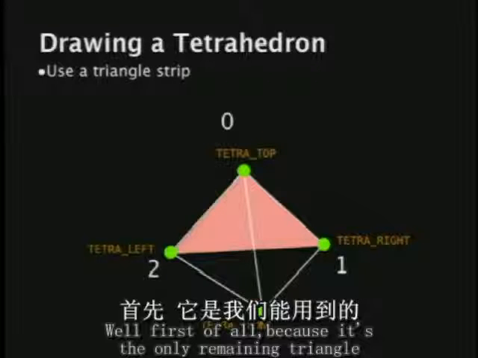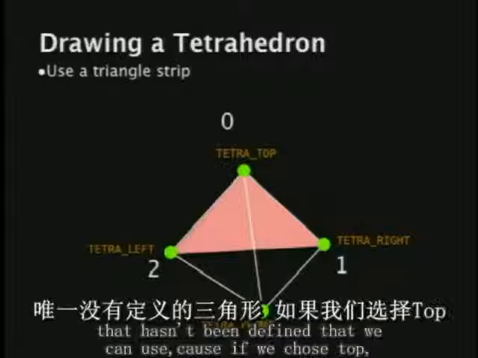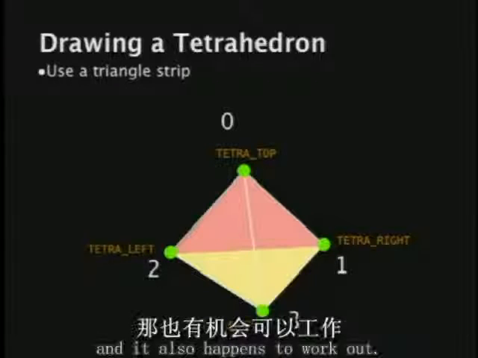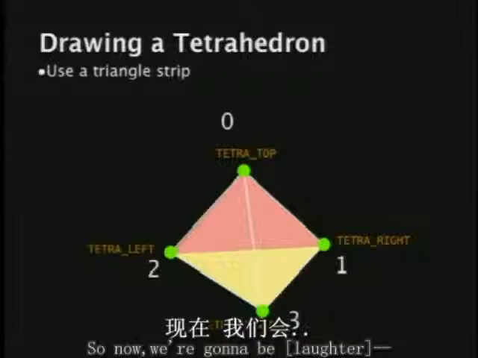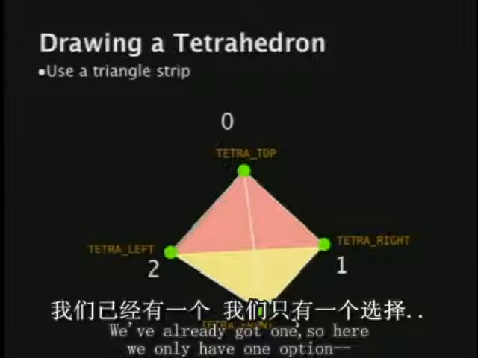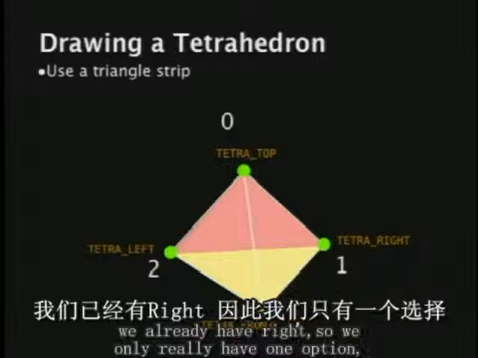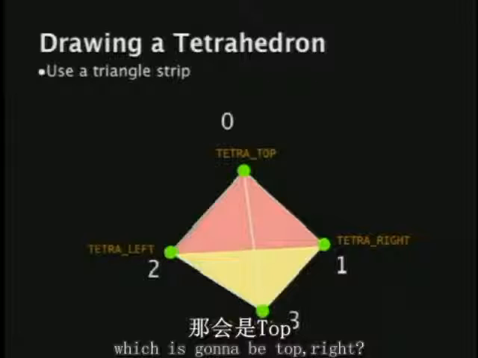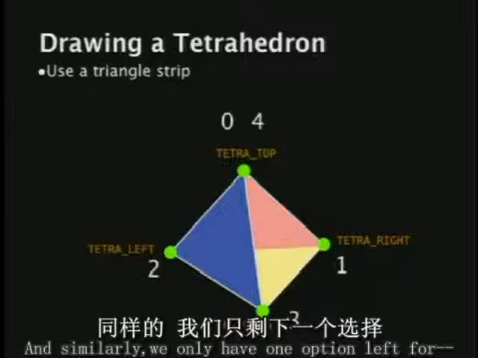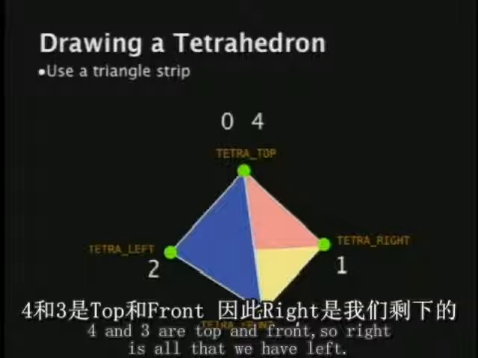Yeah, so we're going to use front, first of all, because it's the only remaining vertex that we can use. Because if we chose top, we'd just be redefining the same triangle. And it also happens to work out. So now we're going to be defining the next triangle. So it's going to be 2, 3, and something else. We already have right, so we only really have one option, which is going to be top, right? So we put in top. And similarly, we only have one option left. 4 and 3 are top and front, so right is all that we have left.